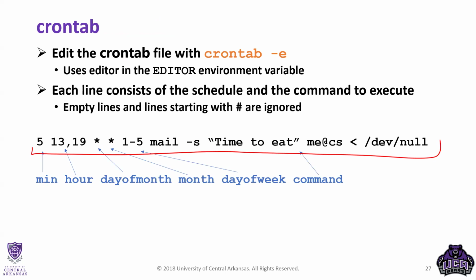So the first one is the minute. Then we have the hour. And then of course, this one right here, it's saying on the 13th and the 19th hour. Then you have the day of the month. So the star is going to mean it happens every day of the month. And it's going to happen every month. And then it's going to happen on the 1 through 5 as far as days of the week. And then you have your command right here. Of course, this is options to the command. And then it's redirecting some stuff from dev/null here.